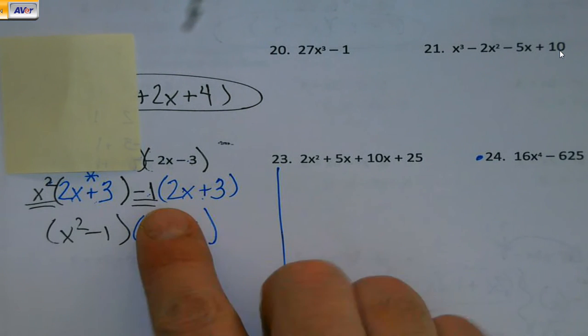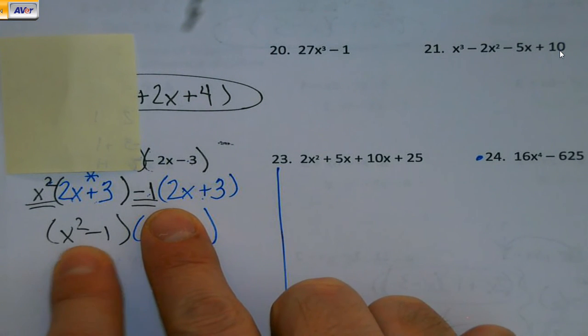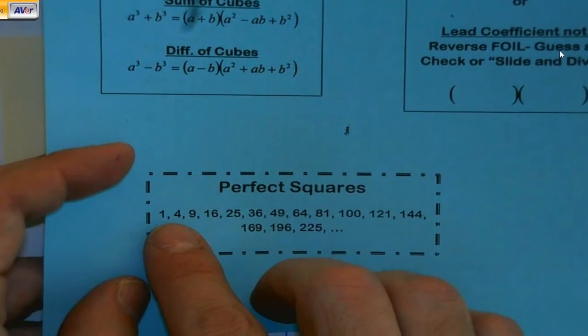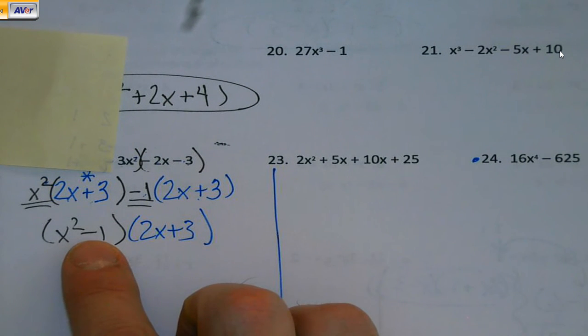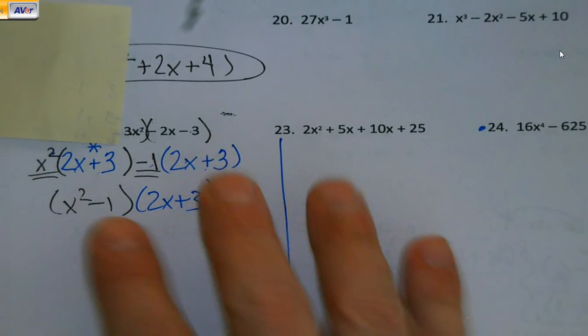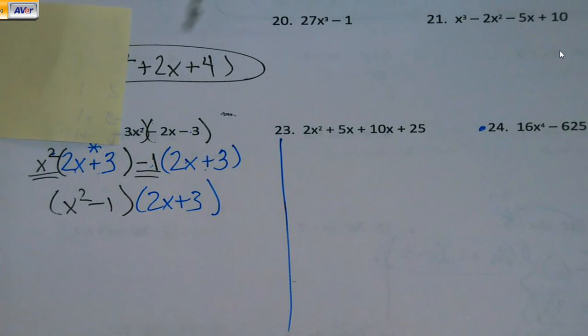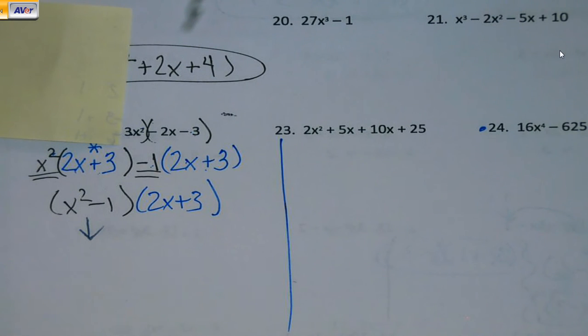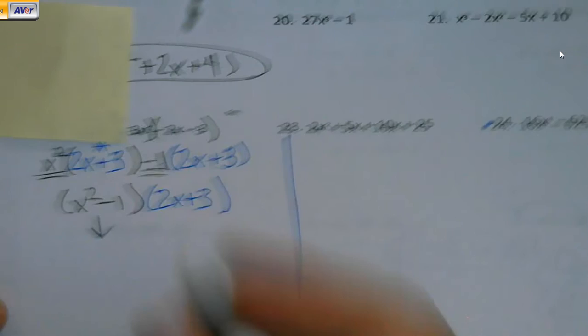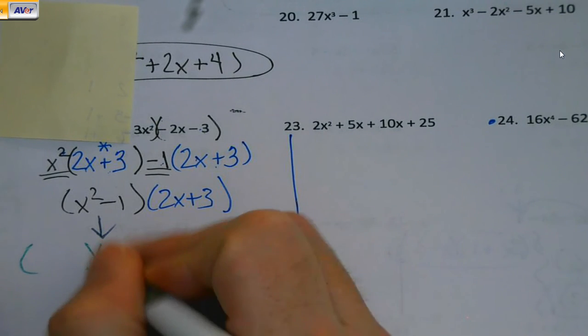Okay, 2x and 3, no. X squared minus 1. 1's a perfect square. X squared, oh. I'm going to be able to do something else to this. I can break this down some more. Is this going to happen every time? No. But will it happen sometimes? Yes. So here, that's a difference of squares.